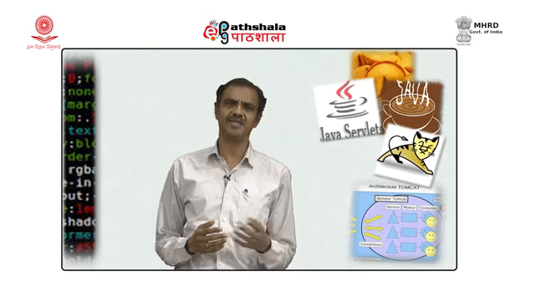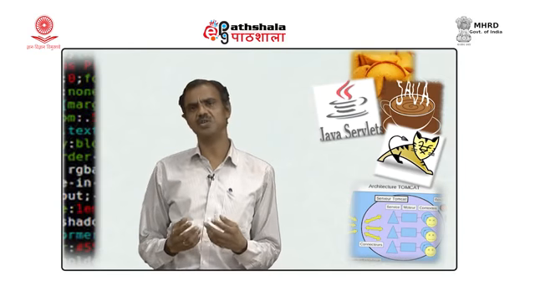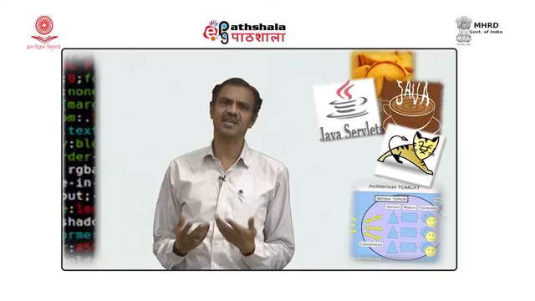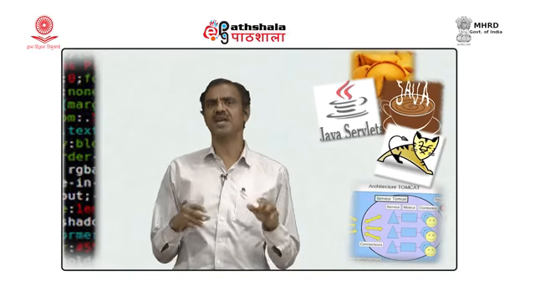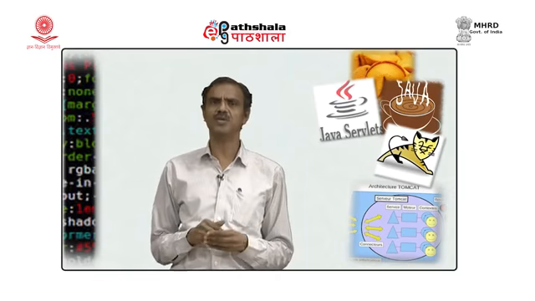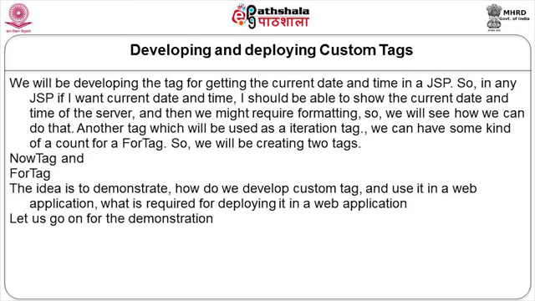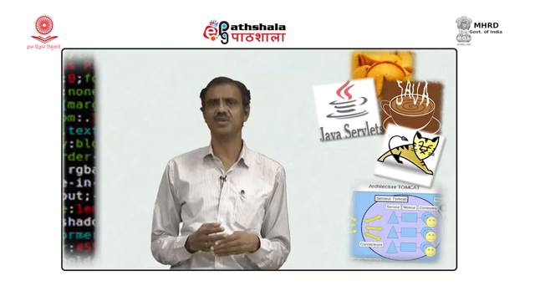Towards the end of the last module, we had also seen that we should be creating some kind of a TLD file. So, we will see how we create a TLD file, what kind of content goes in a TLD file, and we will also develop a couple of tags. We will be developing some simple tags. For example, we will develop a tag for getting the current date and time in our JSP. In any JSP, if I want the current date and time, I should be able to say, this is the current time of the server, and show that. But then you might require formatting, so we will see how we can do that.